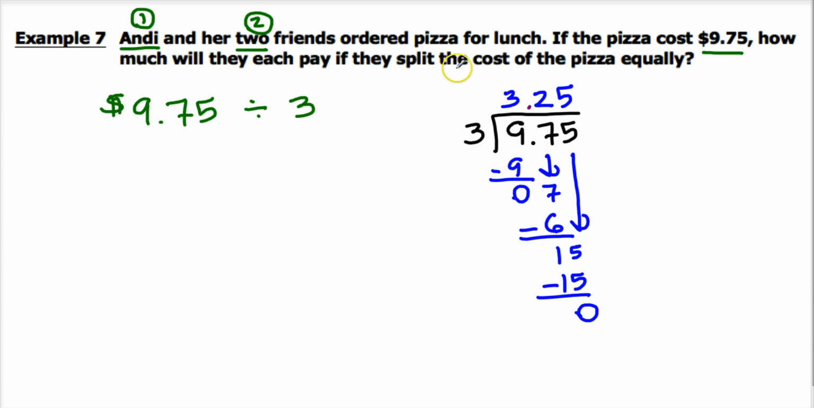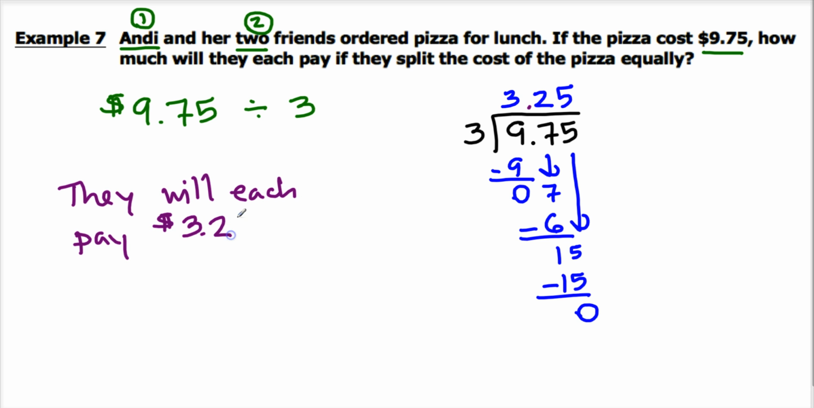That gives me 3.25. Remember that this is a word problem, so we want to answer our question in a full sentence with labels. So a good sentence for this one might be, they will each pay $3.25. Make sure you put a dollar sign since we're talking about money for this problem.